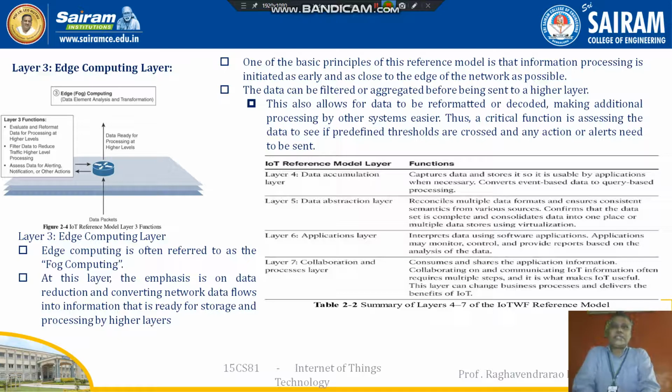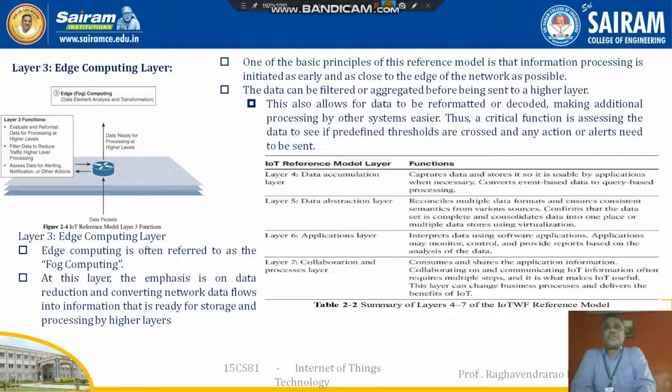That is ready for the storage and processing of higher layers. It should get forwarded down. Here, one of the basic principles of this reference model is that the information processing is initiated as close to the edge of the network as possible. So very near where the information is going to be taken, the data can be filtered or aggregated before being sent to the higher layers. So this is the major thing.